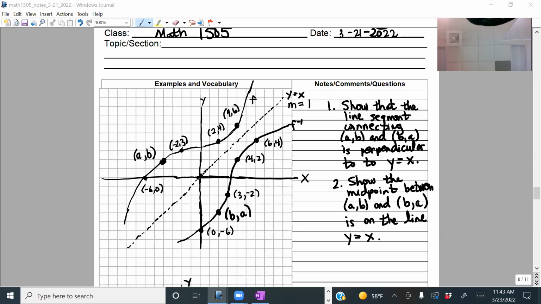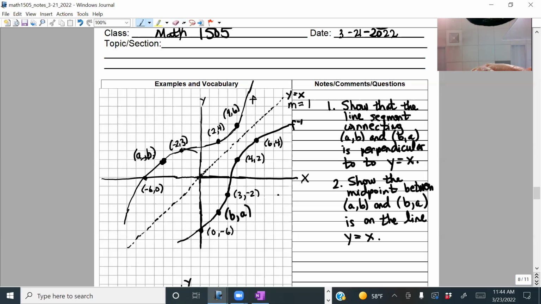So let's imagine we just have any point (a, b) that's on the graph of f. And of course that means on the graph of f inverse, what point will you have there? Of course, you'll get (b, a).